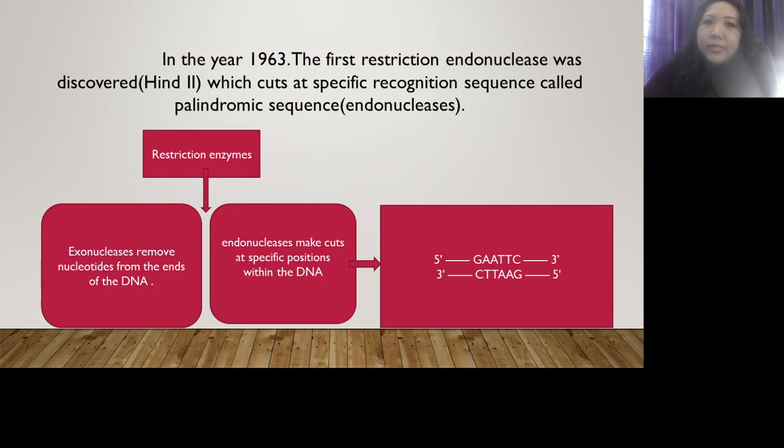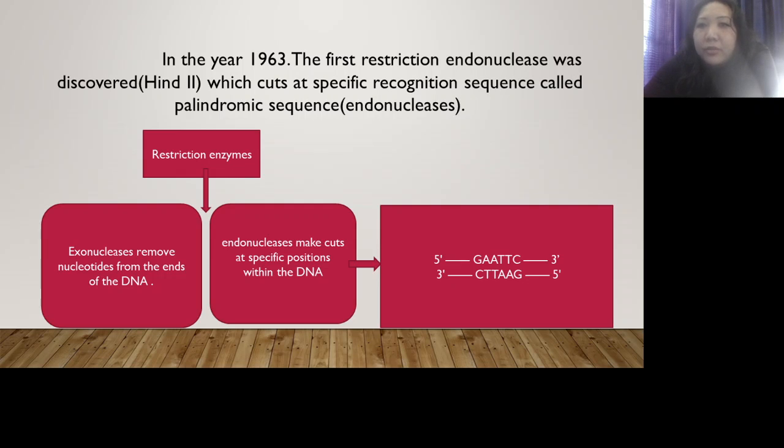In the year 1963, the first restriction endonuclease was discovered, known as Hind II, which cuts at a specific recognition sequence called the palindromic sequence. So these restriction enzymes can be divided into two types: the exonucleases, which remove the nucleotides from the ends of the DNA, and restriction endonucleases that cut at a specific position in the palindromic sequence within the DNA.